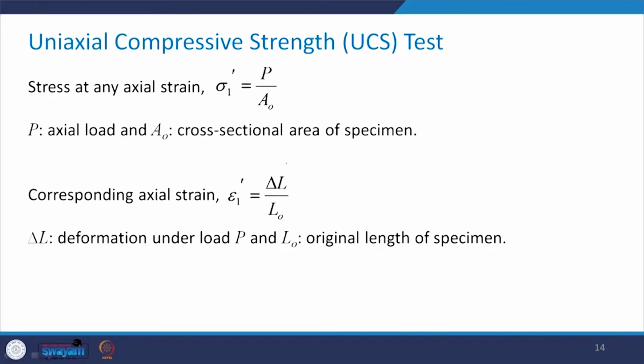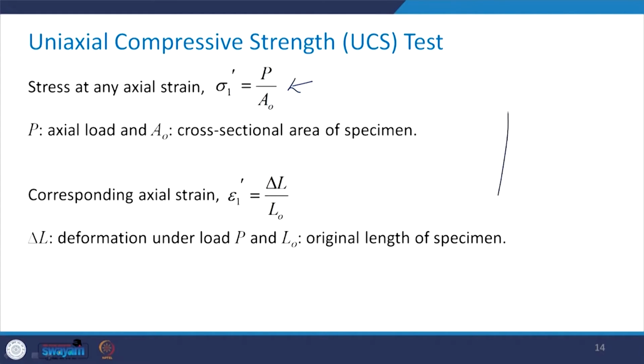Let us say we are increasing the load slowly. Let us say stress at any axial strain, I am not going up to the failure, it is somewhere in between the test. So, we have sigma 1 prime equal to P upon A naught. P is the axial load corresponding to this stress level, and A naught is the cross sectional area of the specimen, you know that. So the corresponding axial strain is going to be epsilon 1.